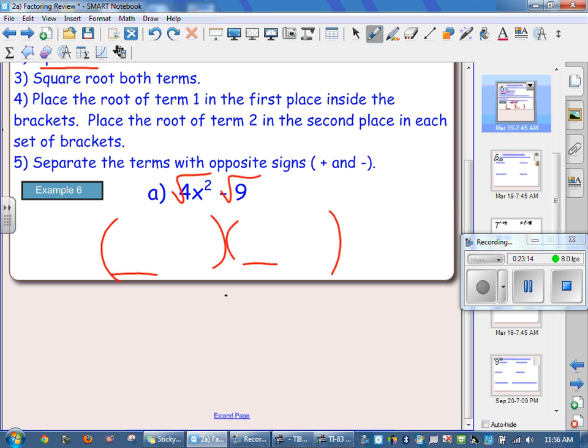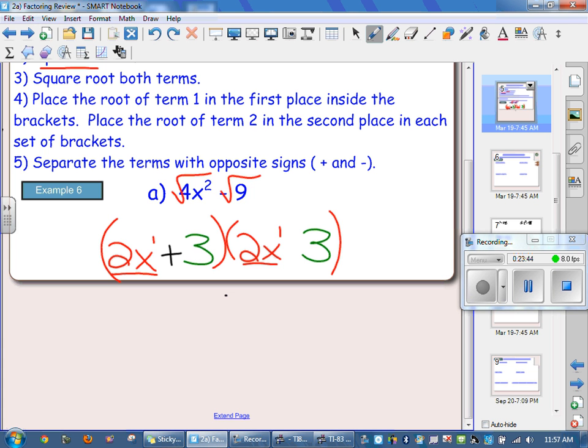Okay? So the square root of 4 is 2. The square root of x squared is x to the 1. Now we want the square root of 9. What is the root of 9? 3. So I put a 3 at the end. To finish my answer, all I've got to do now is put opposite signs in the brackets. One's a positive, one's a negative, you're done.